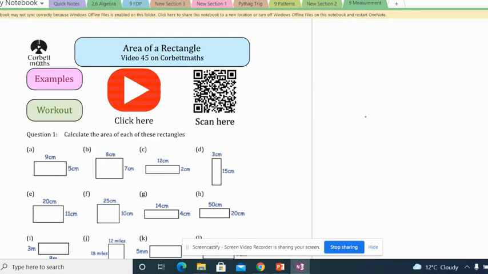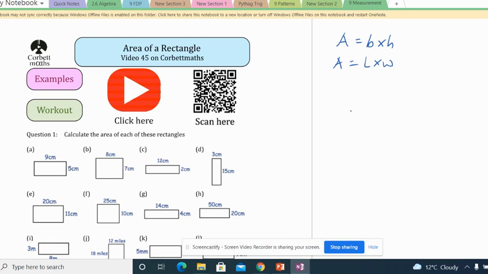Hi Year Nines. In this video we're going to look a little bit at finding areas of rectangles. Again, this should be something that you've encountered before and have some familiarity with. You've probably heard a formula for finding area, which might be area equals base times height, or area equals length times width. You may have seen a version of those formulas.